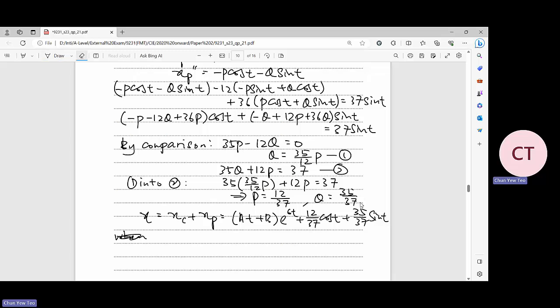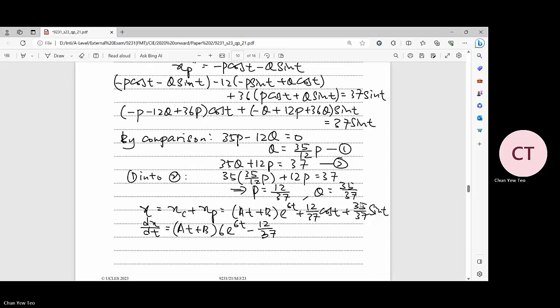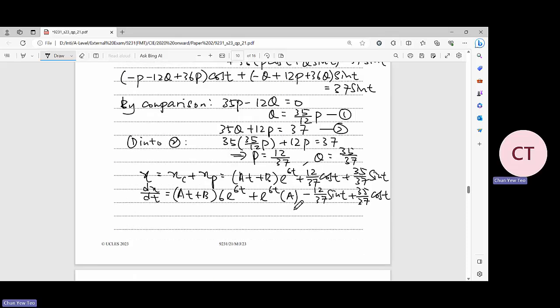So in order to do so, we need to differentiate it. First, dx/dt: keep the left, differentiate the right, plus keep the right, differentiate the left. And this one differentiate. Okay, so this is what we have.